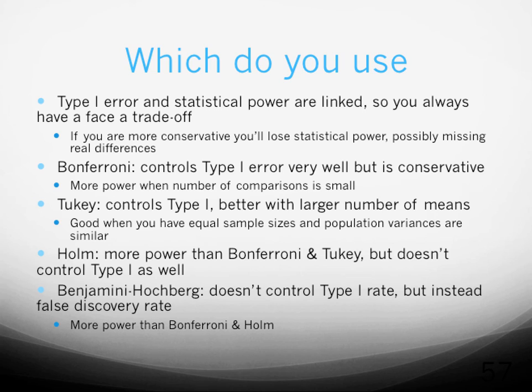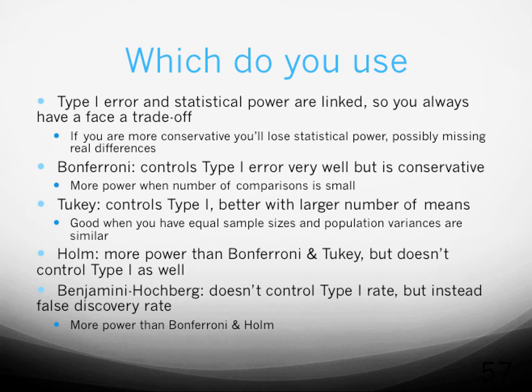Well, here you go. So there is always this trade-off in statistical power and type 1 error. So if you're more conservative, you lose statistical power, so you could lose real differences. So Bonferroni controls for type 1 error very well, but it's very conservative. Whereas Tukey, on the other hand, controls type 1, but it's better when you have a large number of means, when there are a bunch of comparisons you want to do, at least better than Bonferroni. Holm, on the other hand, gives you more power, but doesn't control type 1 error quite as much.